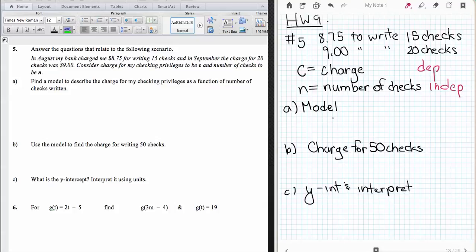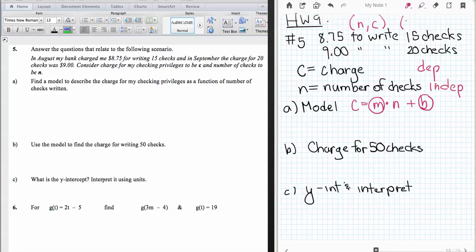So when I go to make this model, I'm going to have C is equal to M times N plus B, where M is my slope and B is my y-intercept. Now, thinking along those lines, I'm going to have independent N's and dependent C's in terms of ordered pairs. The information they've given me, $8.75 to write 15 checks, is actually an ordered pair.